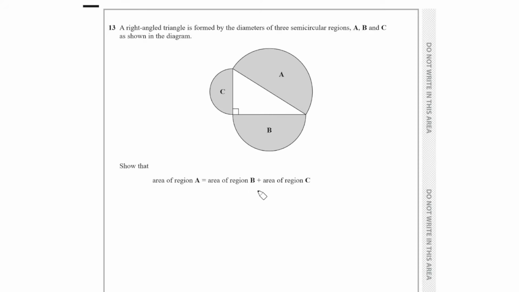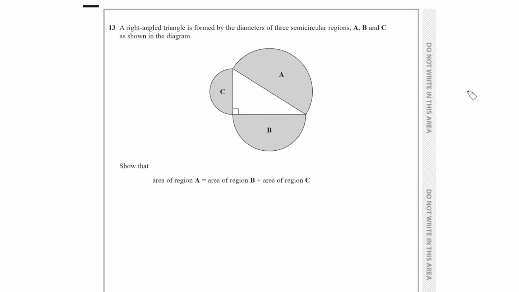Question 13. So a right-angled triangle is formed by the diameters of 3 semicircular regions, A, B, and C, as you can see on the diagram. We need to show that the area of region A is equal to the area of region B plus the area of region C. Now, this is where you might be like, okay, I don't really know where I'm going with this because it's a prove kind of question, isn't it? But yes, this is a higher tier. So because we've got a right-angled triangle and we've clearly got diameters that are the length of all the sides, I'm leaning towards Pythagoras just from the context, if that makes sense.